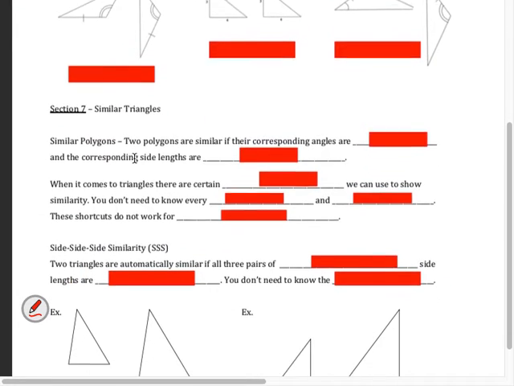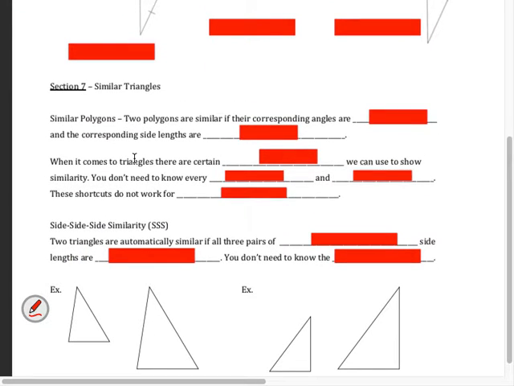All right, guys and gals, we are on section 7, similar triangles. So as you recall, two polygons are similar if their corresponding angles are congruent and their corresponding side lengths are proportional.